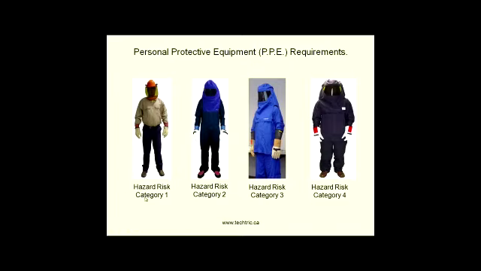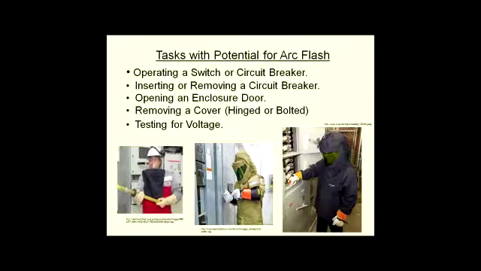As you can see, category 1 is the easiest one, and category 4 is the hardest one. The PPE is supposed to protect you against a more severe arc flash than category 1. So that's how these things are classified. Tasks with potential for arc flash: well, operating a switch or a circuit breaker.